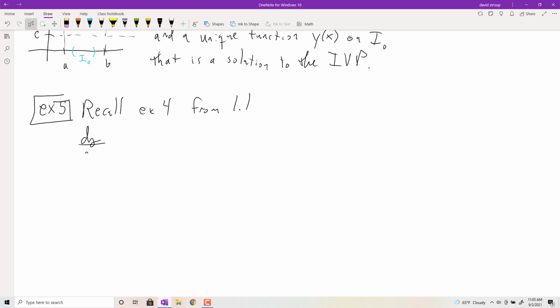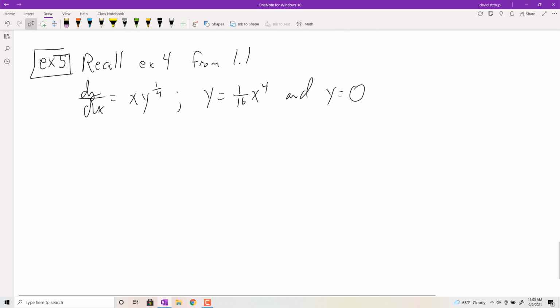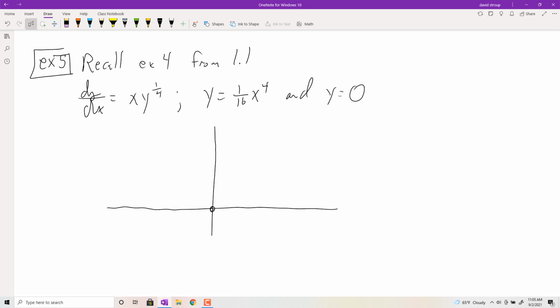So they give you this differential equation, dy over dx is xy to the 1/4. And then they gave you a solution, y equals 1/16 x to the 4th. But we said there was also a singular solution, which is y equals 0. So if you were to plot both of those solutions in the xy plane, you would see that at the point 0, 0, there is not a unique solution.